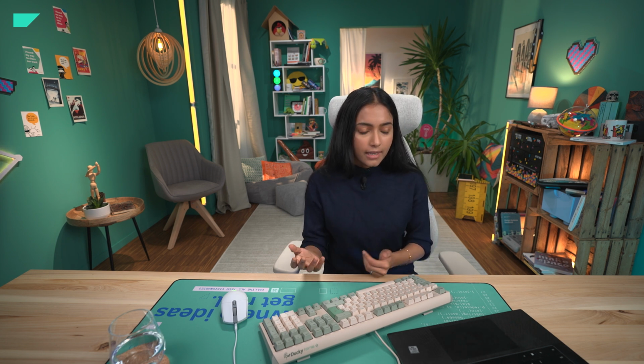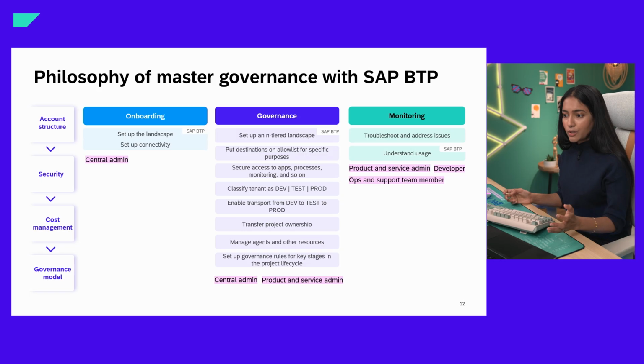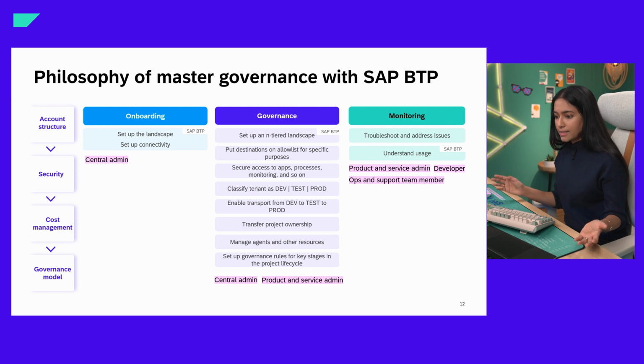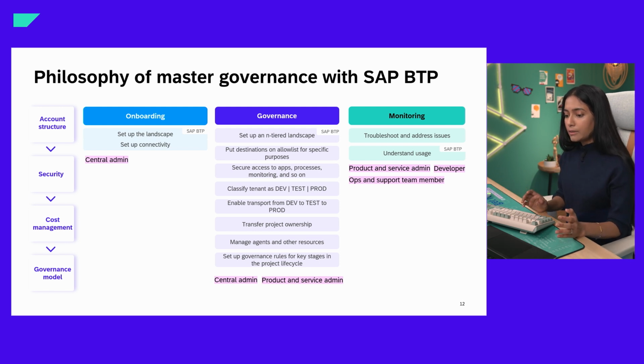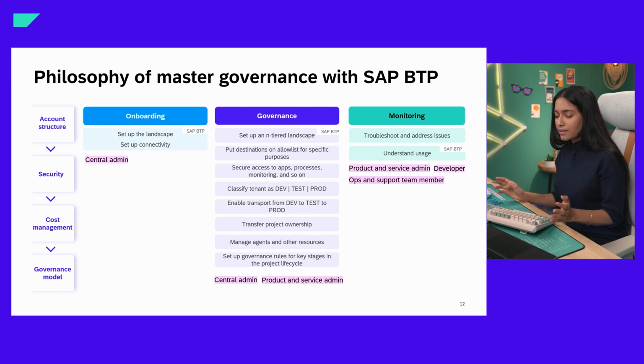And then, of course, managing the agent, specifically in the case of SAP Process Automation. And then finally, we also need to set up strict governance rules for each of the key stage-gated processes in the life cycle of a project, right from the ideation until the sunset. And towards the sunset of the project, we would also have something called monitoring.